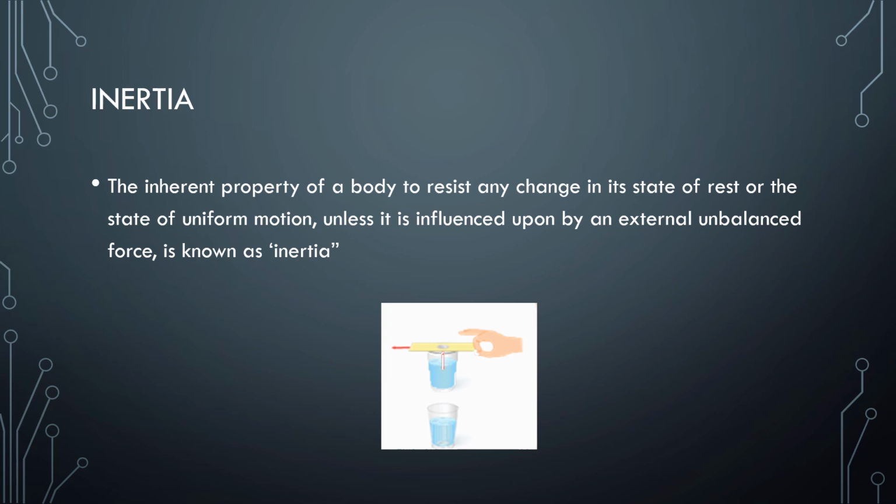In the activity described above, the inertia of the coin keeps it in the state of rest when the cardboard moves. Then, when the cardboard has moved, the coin falls into the tumbler due to gravity. This happened due to the inertia of rest.